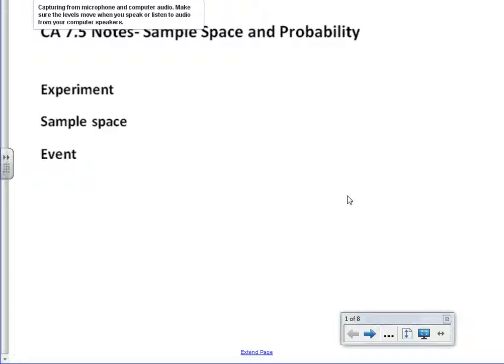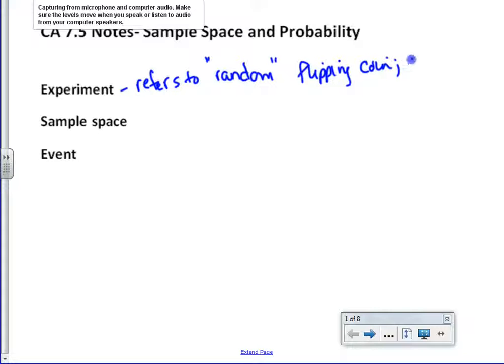Section 7.5 is going to get more in depth with the probability for our college algebra. Let's define some vocabulary first. When they say an experiment, they're referring to a random experiment, a random set of events. So, for instance, you might be flipping a fair coin, rolling dice, just tallying up what happens naturally.